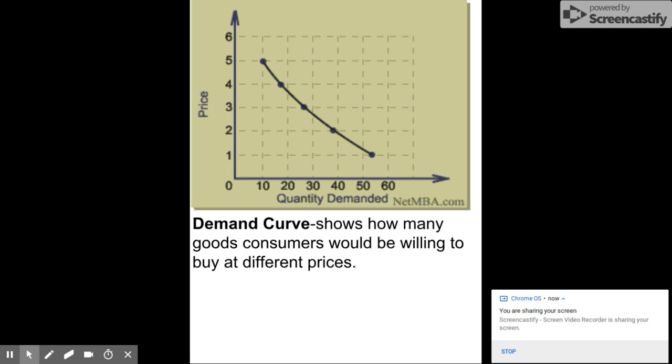So in the end, we have two competing types of things. What we need to do is find what's known as the equilibrium price. The equilibrium price is the price at which consumer demand equals suppliers' ability to sell. And we'll talk about that later.